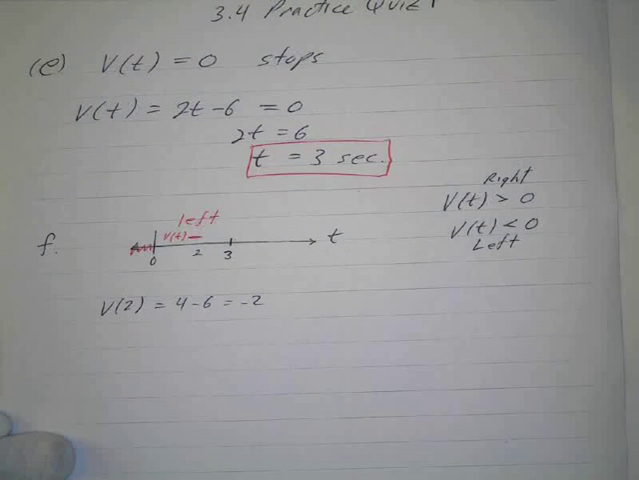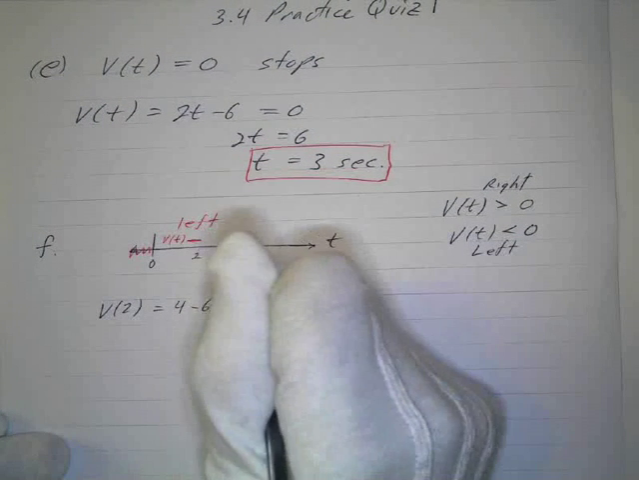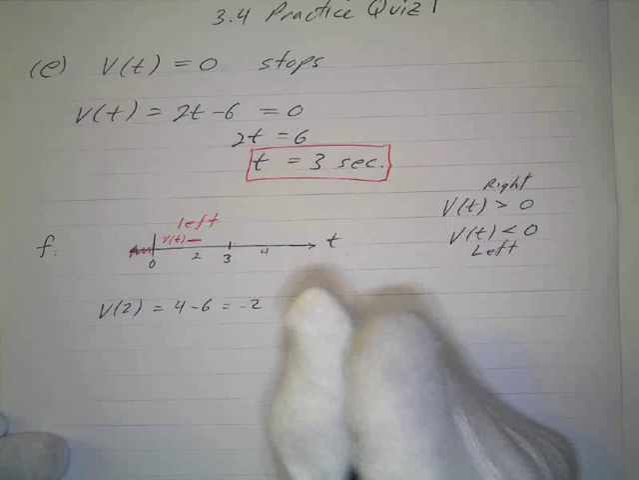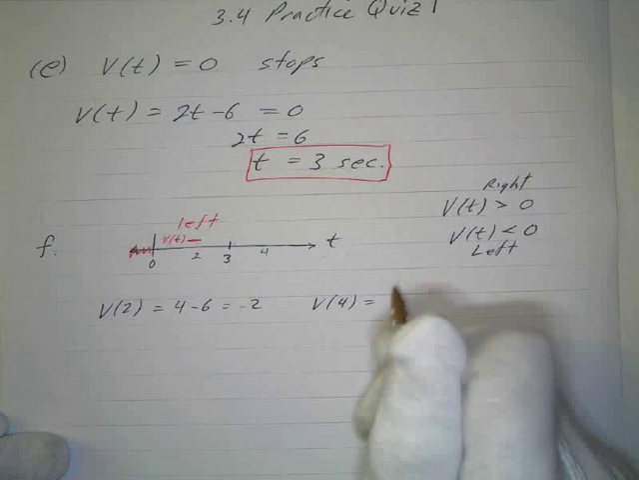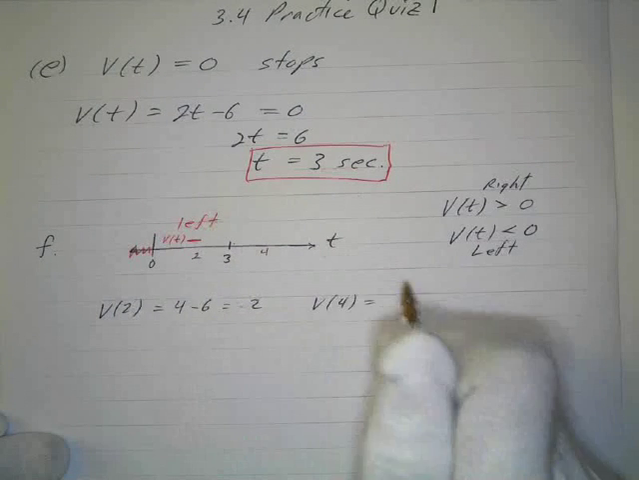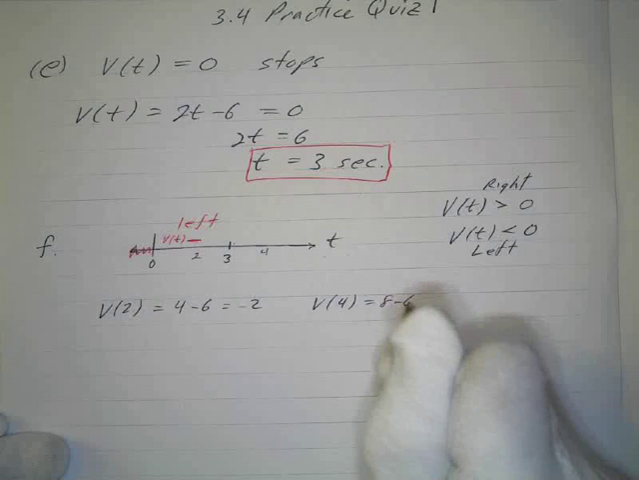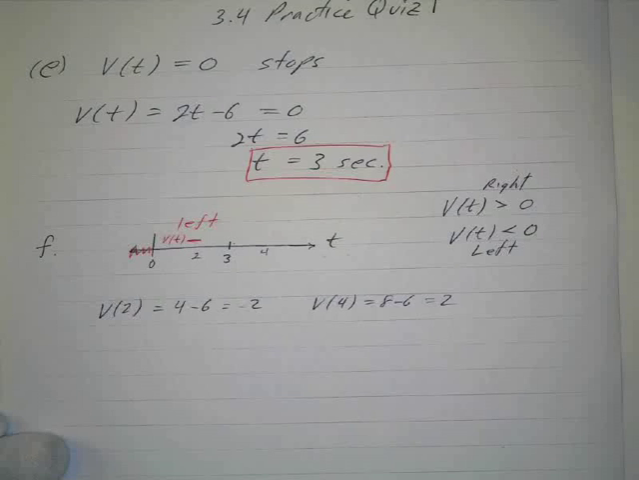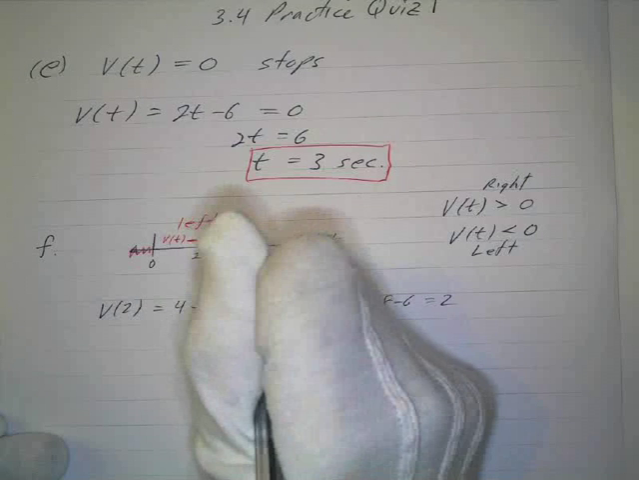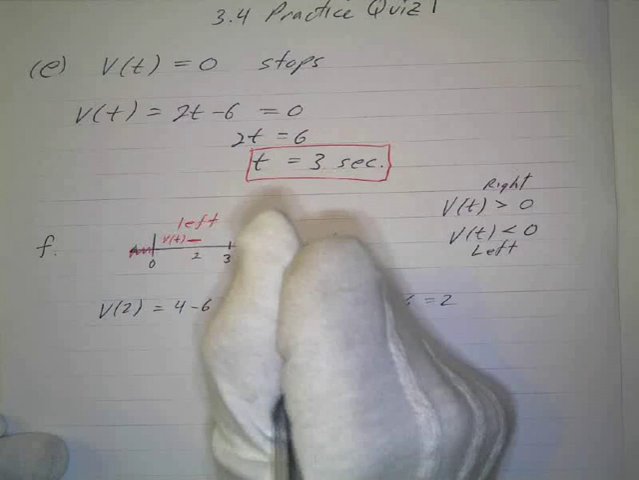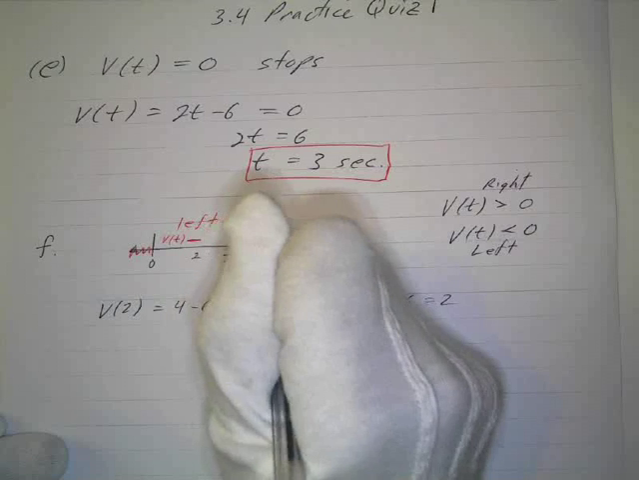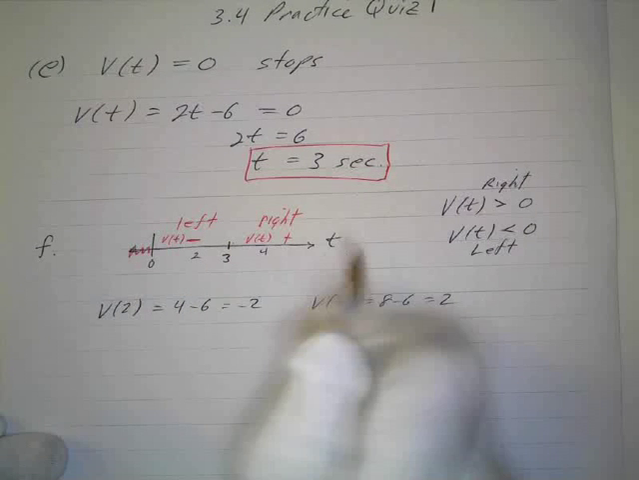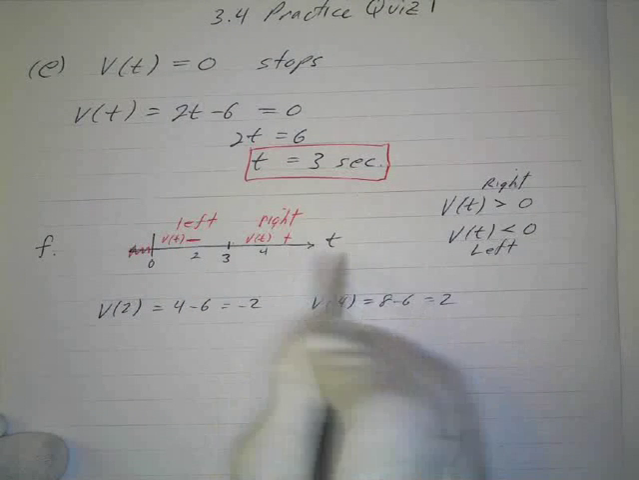Now if I try 4 in here, v of 4 is 2 times 4, which is 8, minus 6, which is equal to 2. That's positive. So my velocity is positive, and that means I'm moving to the right. Now I just keep going to the right. There's no bounds on the right.